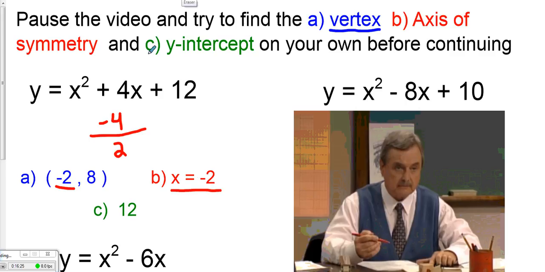symmetry. Now that I know negative 2 is the x value of my vertex, I can plug it back in here and solve for my y value. Negative 2 squared is negative 2 times negative 2, which would come out to 4. 4 times negative 2 is negative 8, so 4 plus negative 8 plus 12. 4 plus negative 8 is negative 4. Negative 4 plus 12 is 8. So my vertex is at negative 2, 8, and my line of symmetry is at x equals negative 2.